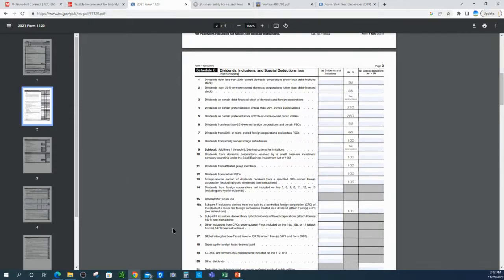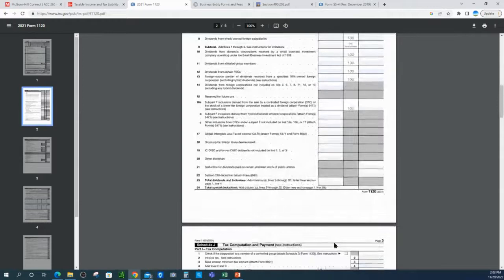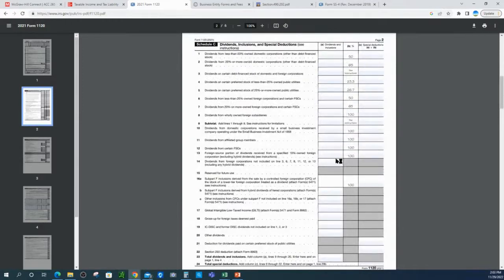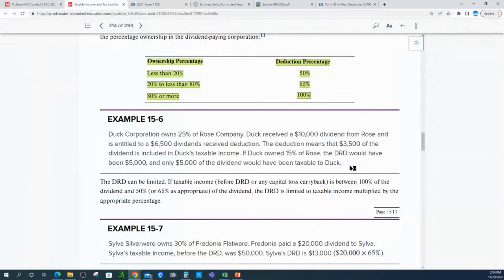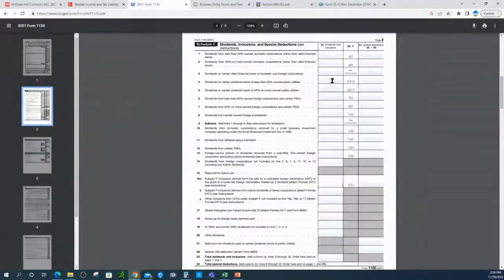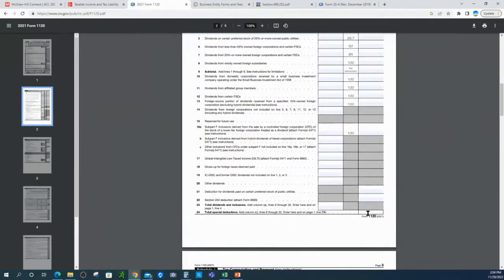Oh, here we go. Dividends from wholly owned foreign subsidiaries. Dividends from domestic corporations received by affiliated groups. One of these 100% ones is the 100% owned. So for Rose Company, they would say, yeah, we got $10,000 of dividends. We're going to multiply it by 65%. Now we get a $6,500 dividends received deduction. We would enter it here.